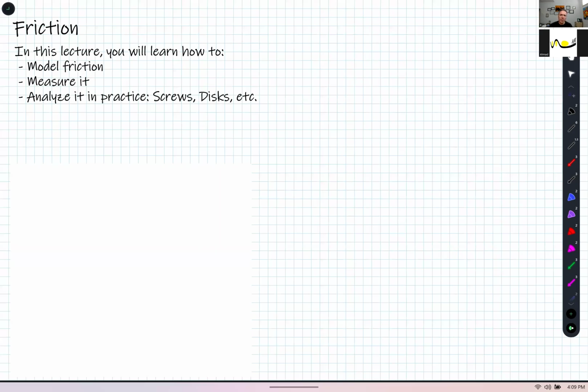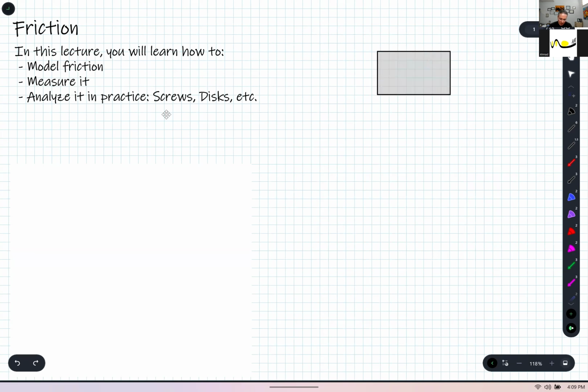In this lecture, we will briefly discuss how we can model friction, how we can measure it, and then we will see some applications like power screws, brake discs, and so on. Suppose I have a little box on a surface. Let's say I'll put it on a flat surface.